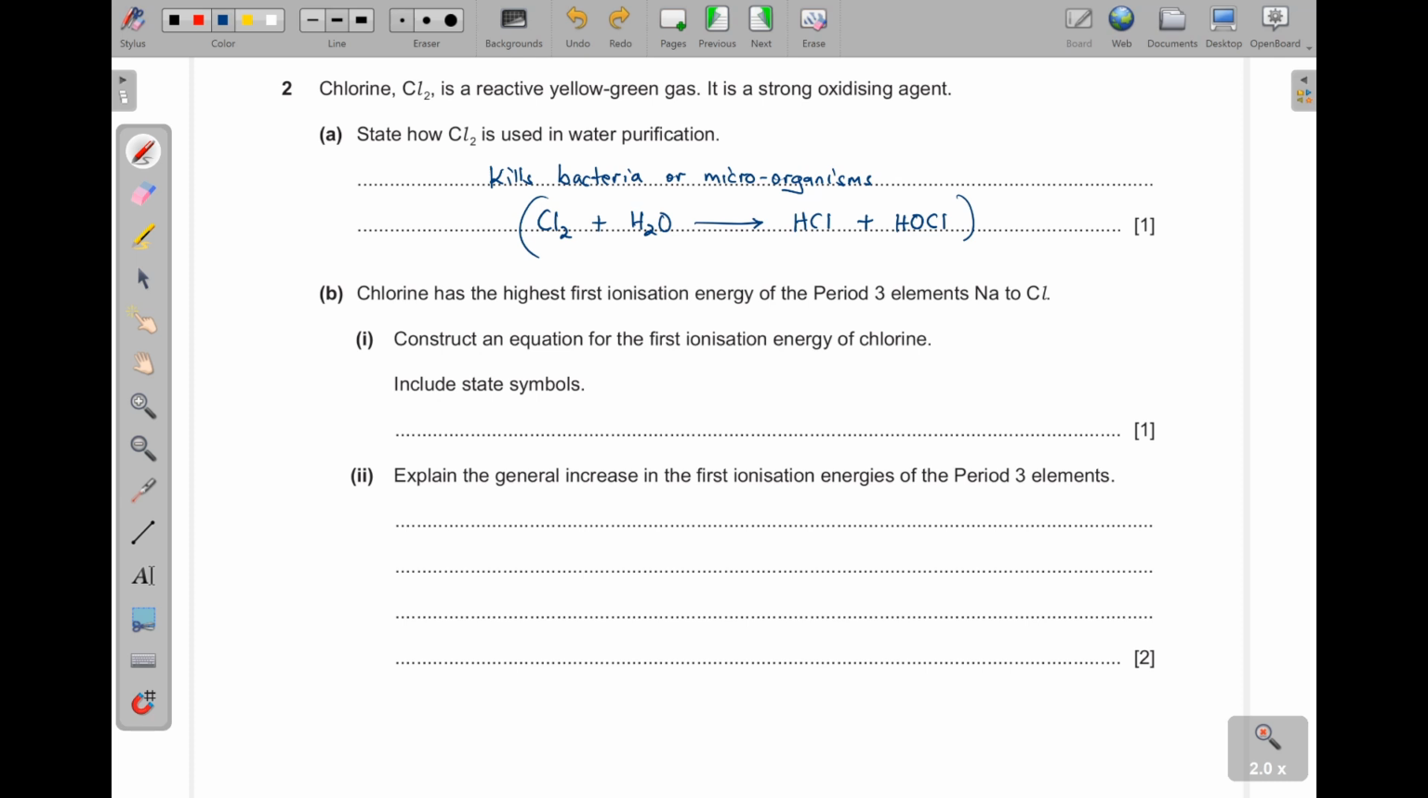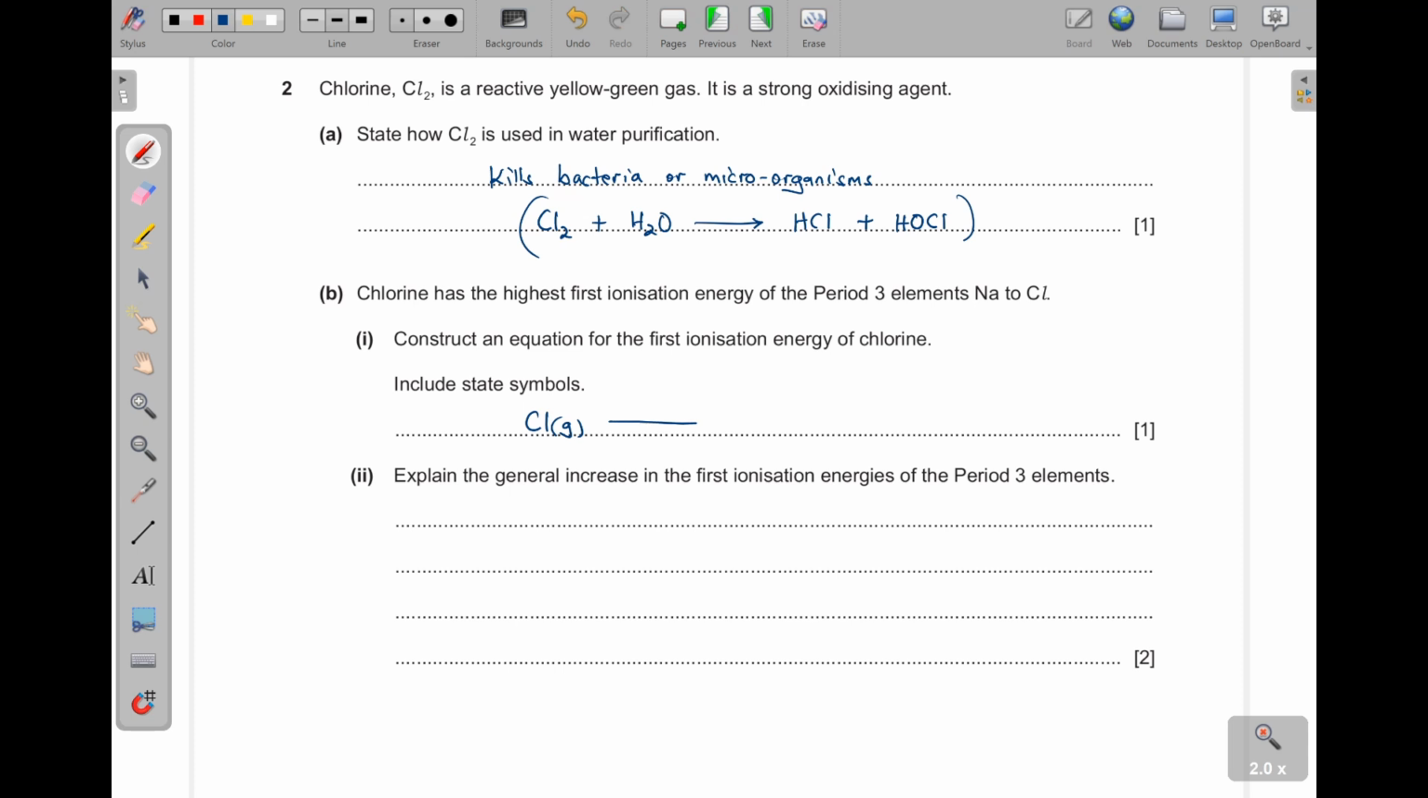Now, for first ionization energy, we look at the energy required to remove 1 mole of electrons from 1 mole of a gaseous atom to form 1 mole of 1 plus gaseous ions. Okay, so I will have chlorine. It has to be a gaseous atom. Chlorine is a gaseous diatomic molecule, but here it has to be split, and then you get only 1 chlorine atom.